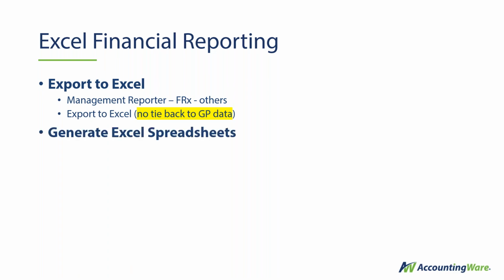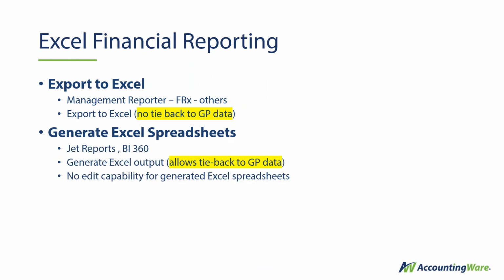There are other products that generate Excel spreadsheets, and these reports are like Jet Reports and BI 360. They do generate the Excel output. They allow tieback to the GP data, but any modification you make to that spreadsheet after it's generated is lost the next time you generate the spreadsheet. I point out these two items to you because ActivReporter is much different than this.